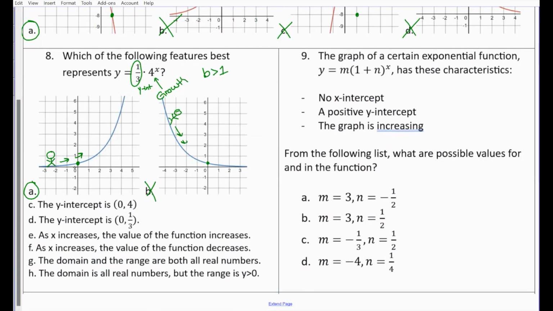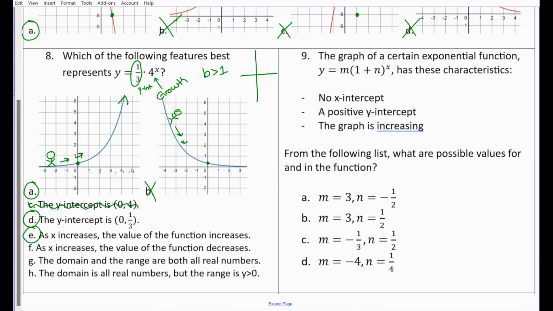Now, I could also plug in to see if the pattern's going to be right and make my own graph, but we'll keep going for now. Okay, so C says the y-intercept is (0, 4). Well, we know 4 is our common ratio, so C is not going to work. D says the y-intercept is (0, 1 over 3). Well, that's true. E says as x increases, the value of the function increases. Well, I know this is my correct function. So as these numbers get bigger, it does look like my tail is going up. So E will also be an answer.